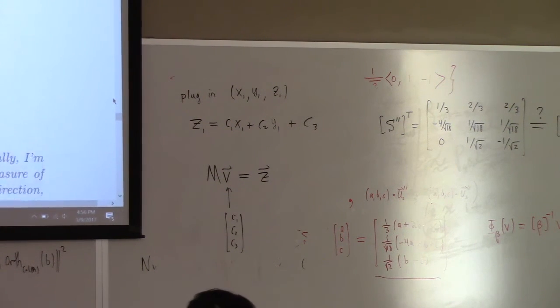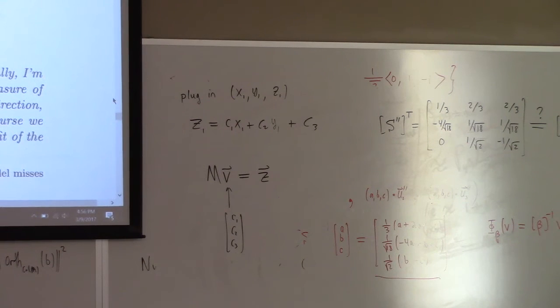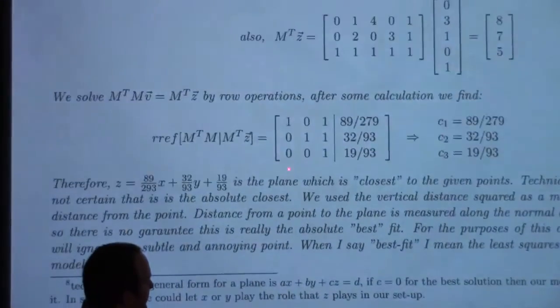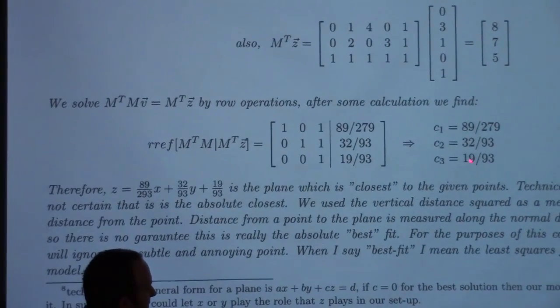It's always plus C3. But you work it out after a little bit of matrix work I don't want to show you. Multiply by the M transpose on both sides. It gives you the normal system. I can do row reduction on the normal system. And the reduced row echelon form gives me this, which tells me C1, C2, and C3 are this.